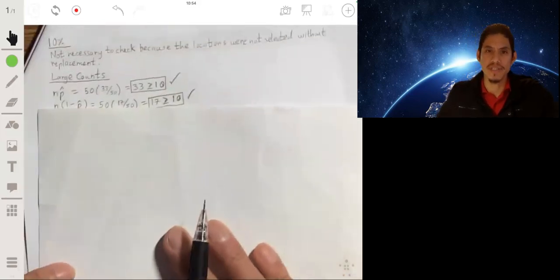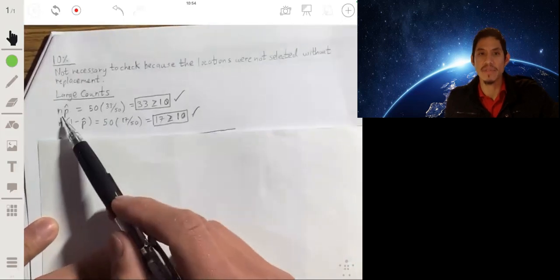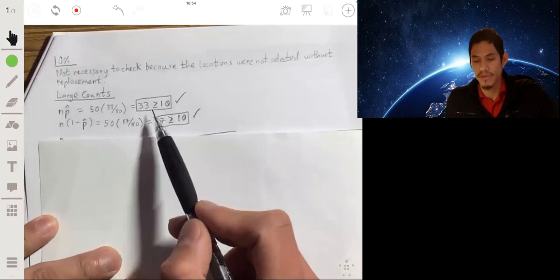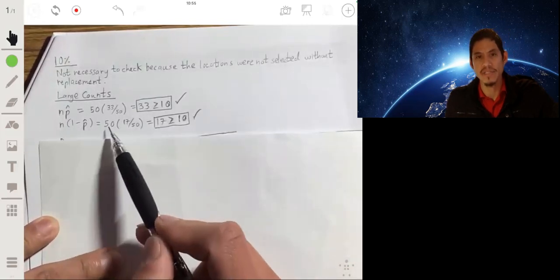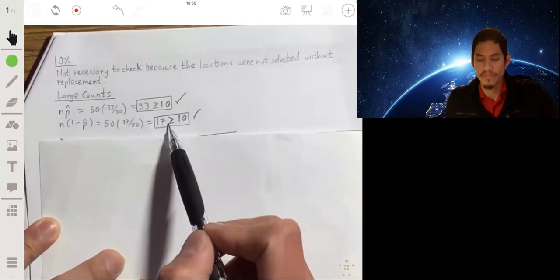So first, if we just did it that way with our p hat being 33 over 50, we would have n times p hat is 50 times 33 over 50, and we would get 33. That's at least 10. And if we did n times 1 minus p hat, we would get 50 times 17 over 50. We would get 17.